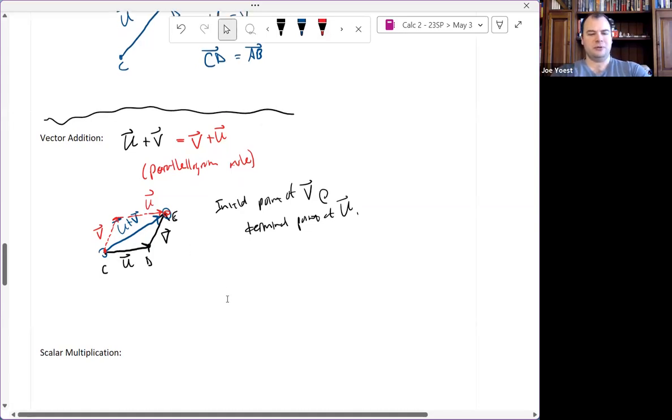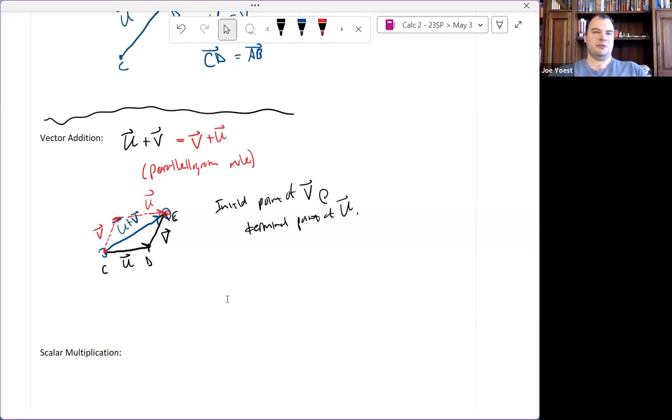Where is this helpful? Well, for things like when you apply force to an object, if two different forces are being applied to the object, maybe different magnitudes, different directions, how do you get the resultant force, the net force that's applied to that object?